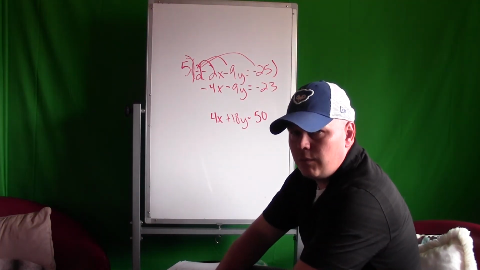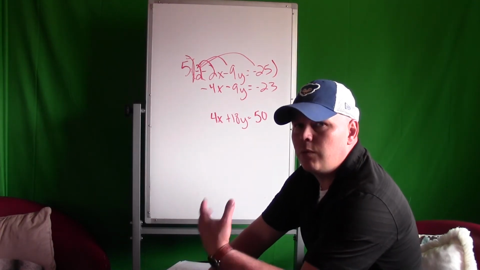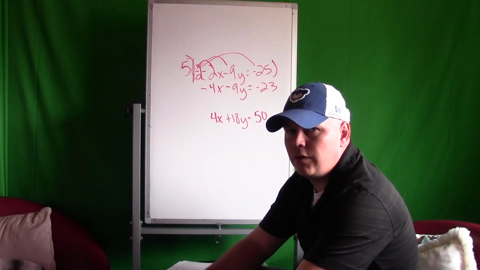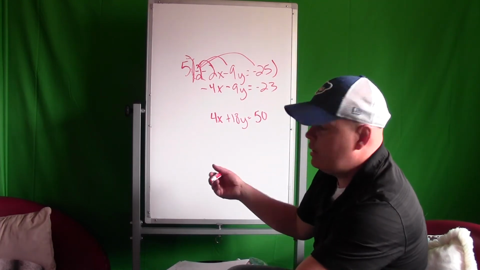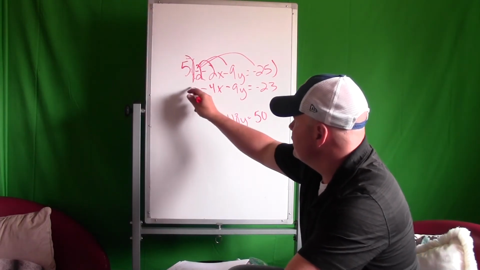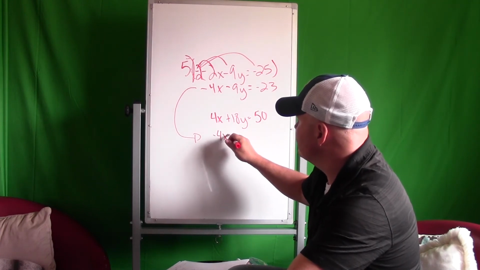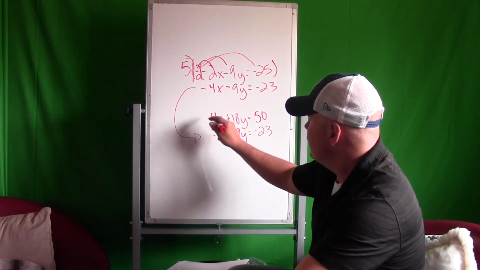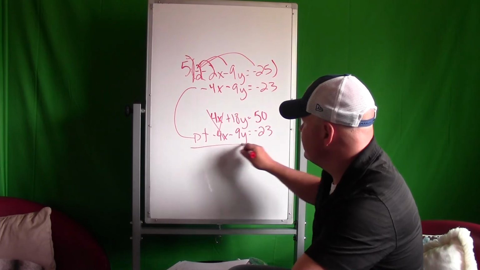Okay, so I scaled my equation by multiplying everything by negative 2. Now remember, from Monday's video, that doesn't change the answer to my variable. It just changes the scale that I'm dealing with, which is nice. Allows me to manipulate stuff. So now I'm going to take this equation and move it down here. Negative 4x minus 9y equals negative 23. These guys eliminate, so now I can move on to step 2 and combine.